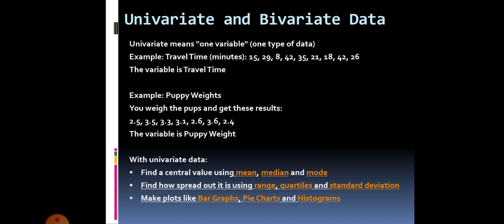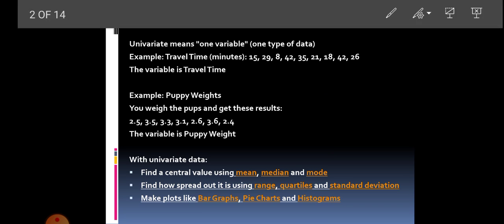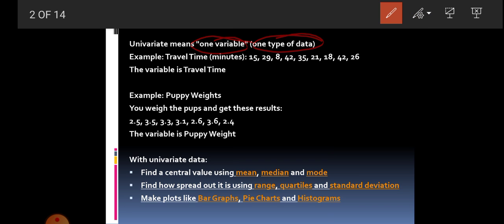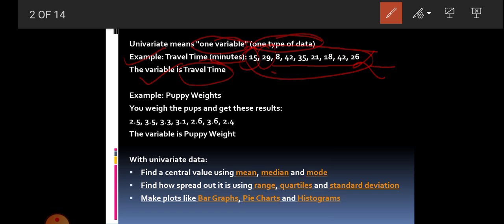As the name suggests, univariate: uni means one, variate means variable. So, univariate means one variable, and one variable means one type of data. Here, one example is given in which travel time in minutes is 15, 29, 8, 42, 39, and 21, 18, 42, 26. So, this is our data, but this whole data represents the same thing, that is travel time. So this is univariate data.